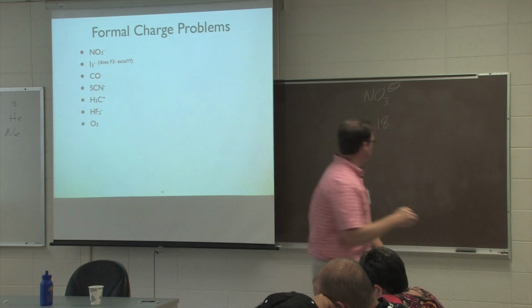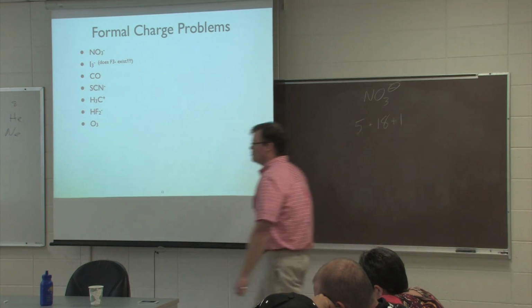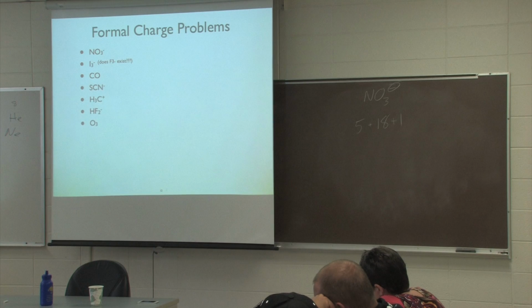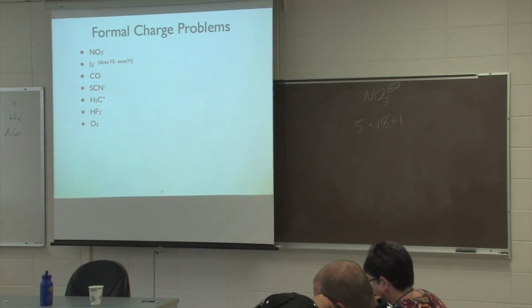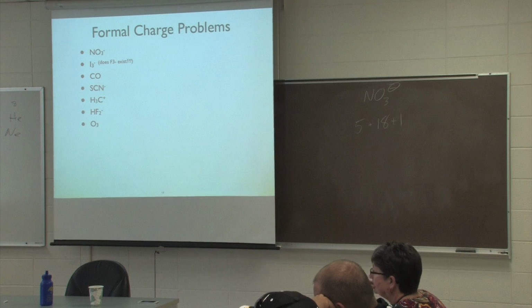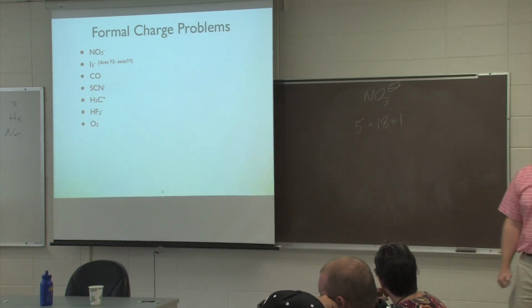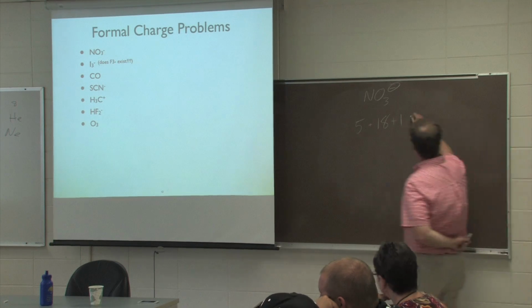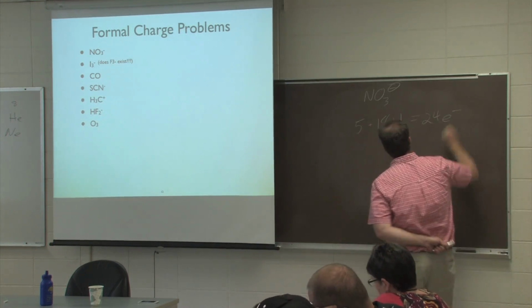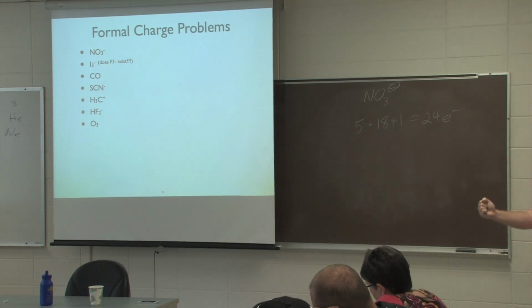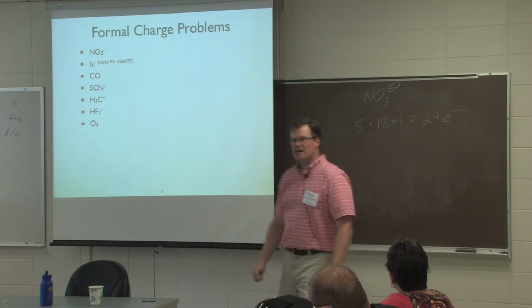It picked up an electron from somewhere, right? Maybe if I'm gentle with this air conditioner, we'll stop doing this. I got it. All right. So 5 plus 18 plus 1. What's that? That's 24. 24 electrons. Everybody with me? Cool. All right. NO3. Again, you can have some trial and error here.